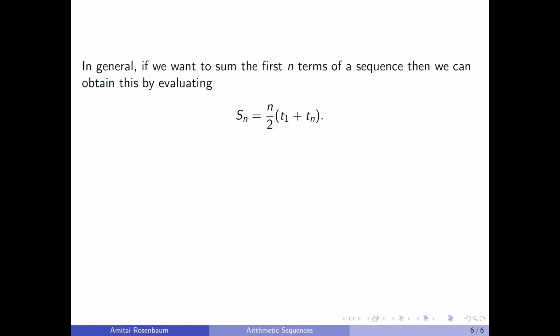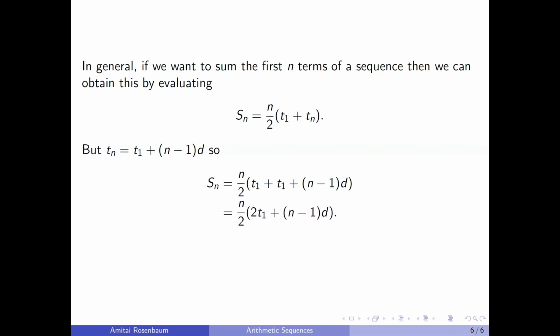But we have found a formula for Tn, right? That was our previous result. We said that Tn is the first term plus (n minus 1) times d. So we can put that into the equation and you get an alternative form. We can simplify down a little bit. It's an alternative form of that first formula.